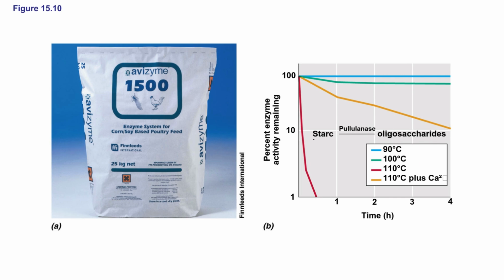Figure 15.10 shows two images related to industrial enzymes. Part A is a photo of a bag containing an enzyme system designed for corn and soy-based poultry feed, produced by a company called FinFeeds. The bag has a net weight of 25 kilograms.